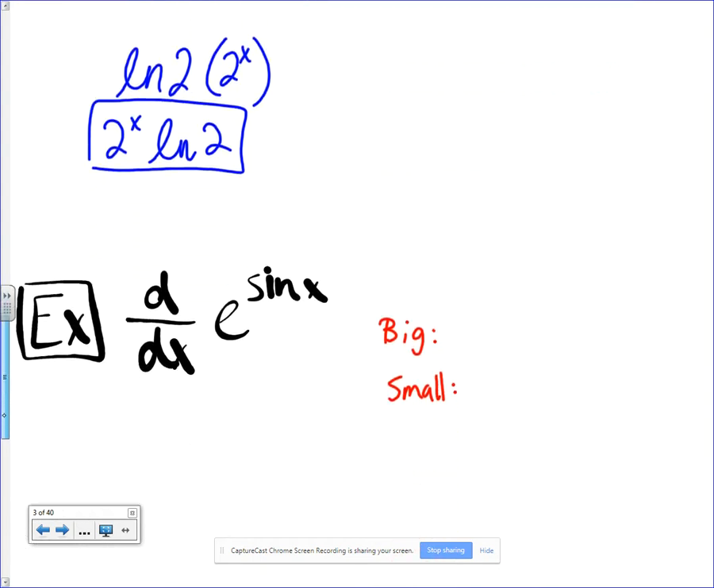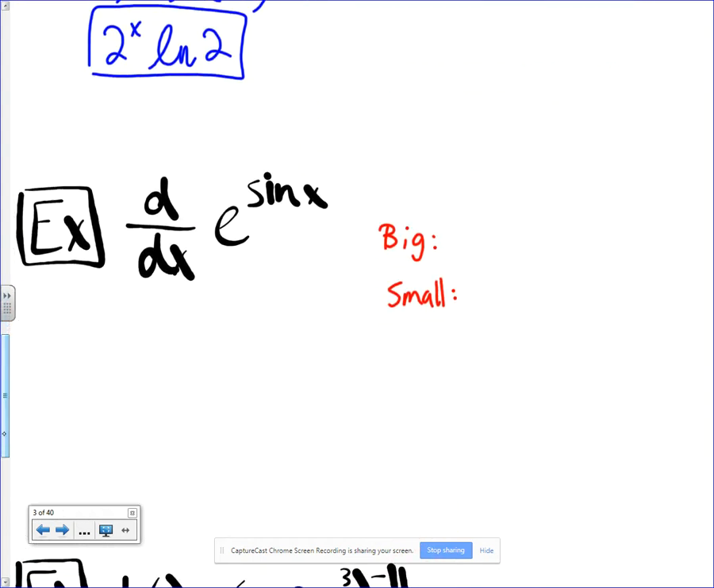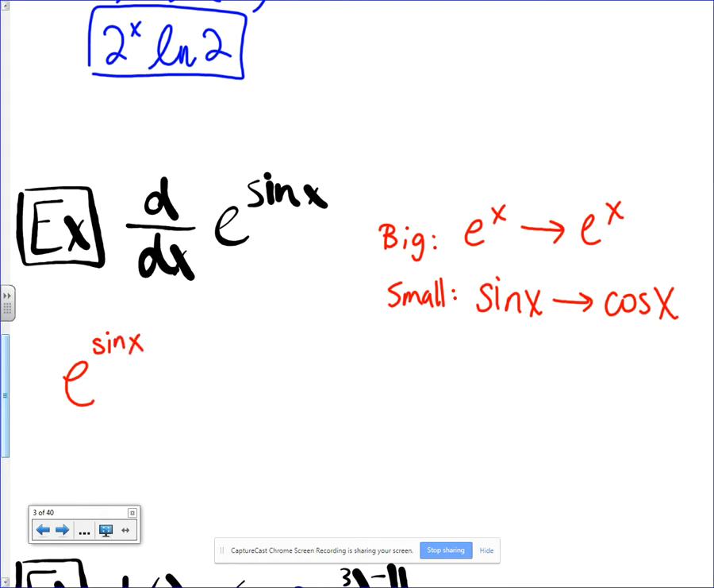And that would be your final answer. Okay. Another example here. Big function, small function. Well, big function is e to the x. Small function is sine x. Find your derivatives. And let's do the chain rule. Take the derivative of the big function and insert the small function. Then multiply by the derivative of the small function.